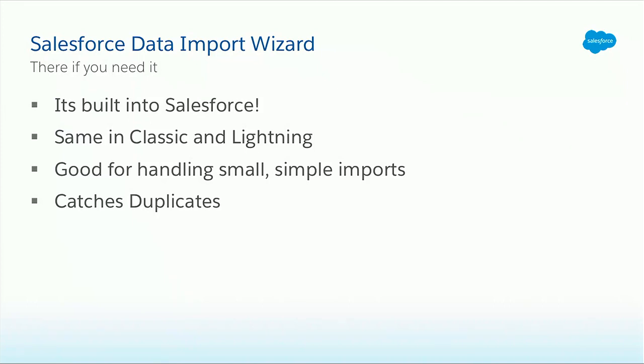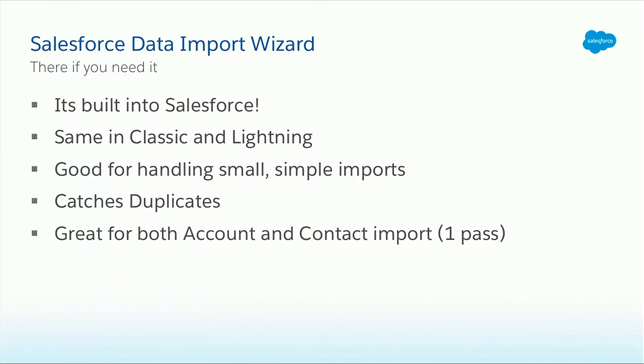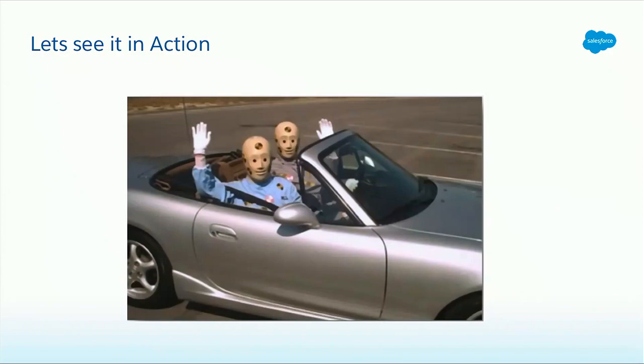One of the really nice features is that it catches duplicates. So if you're trying to import a data set that you don't know if it has duplicates, the Import Wizard is a really nice tool for that. And another big benefit is that it's a one-pass import, meaning you have one file with both contacts and accounts. You can import that in one pass compared to the other tools, which are a little bit different. Okay, so let's see it in action.